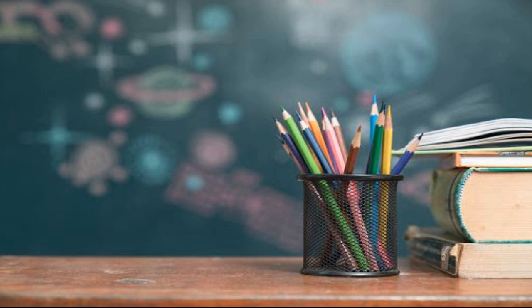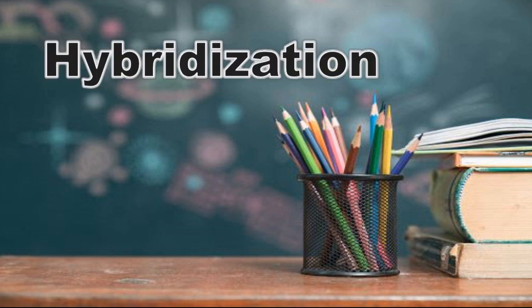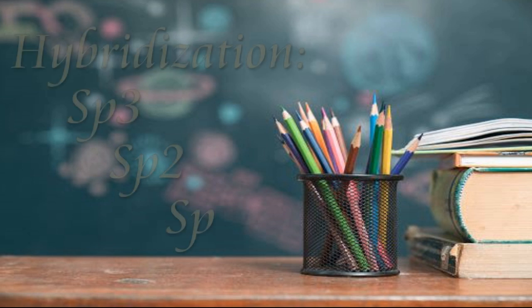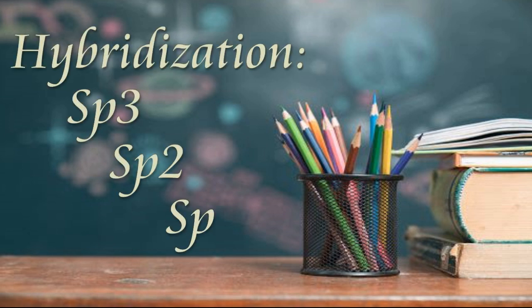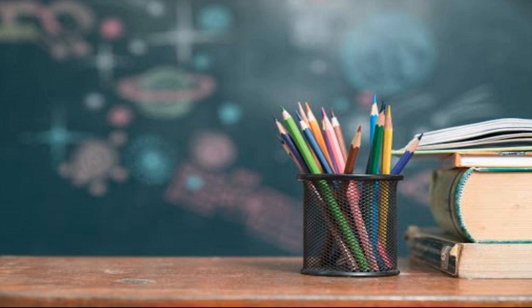Now today's session is going to be a very exciting session. Building on all the orbital concepts, we will see hybridization, sp3, sp2, sp, and from there we will find out the shapes of some molecules and their deviation from ideality.